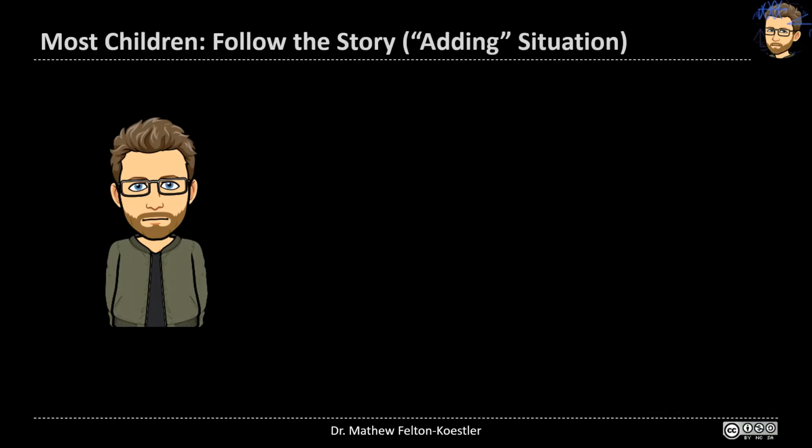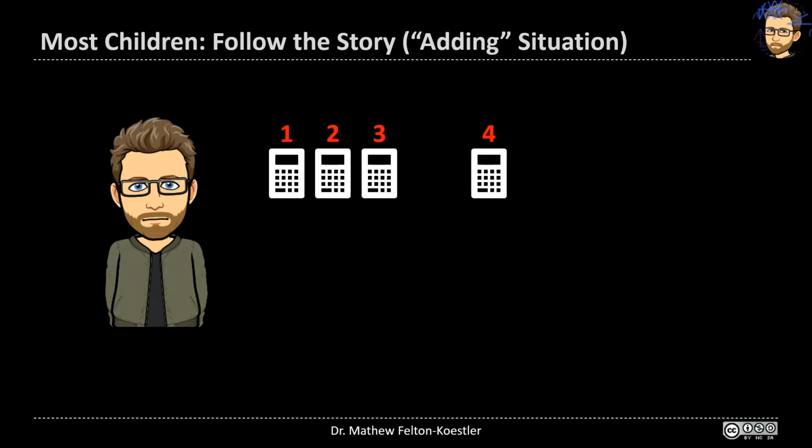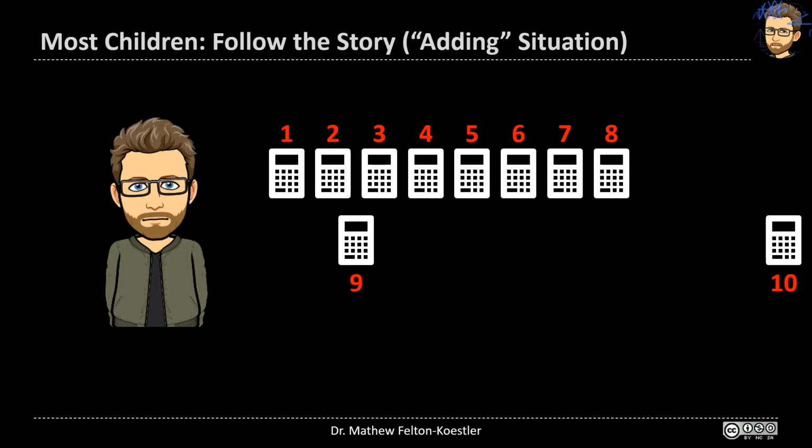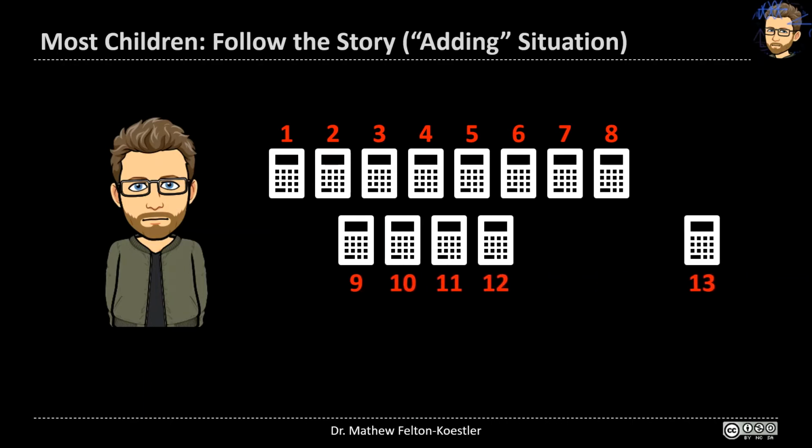But that's not really the story that happened, and most kids like to follow the story. Kids like to think chronologically and follow the order of things that happened. And so they're going to treat it more like an adding or what we might call a joining situation. So first thing that happened is I had 8 calculators. So they're going to count out 8 calculators or blocks or hash marks on a paper or something like that. And then the next thing that happened in the story is I got some more until I had 13. And so they're just going to keep counting, but they're going to keep a little separate pile. So they'll count up until they get to 13: 9, 10, 11, 12, 13.